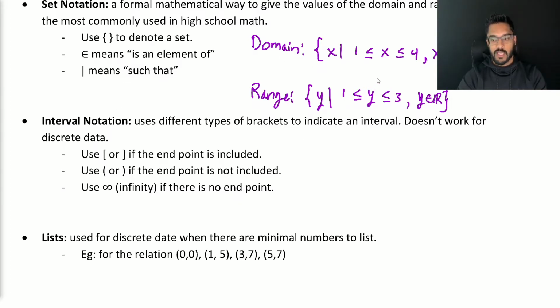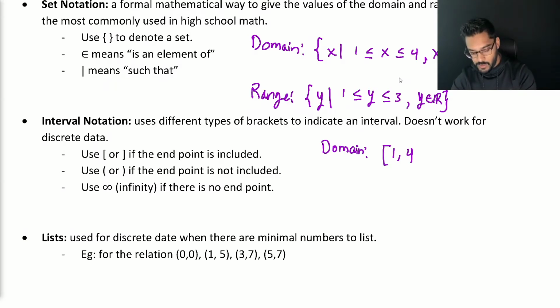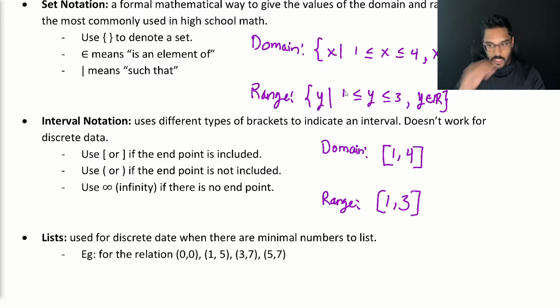Now for our specific example, I have two endpoints of 1 and 4 on the domain side of things, 1 and 3 for the range. So for domain, if it's 1 and 4, we have to decide if we can or we cannot include those endpoints. We said we include them, so that means both of these get square brackets, and that would be your interval for your domain. Okay, for the range, our interval is 1 and 3, and again, we had both those circles shaded in. We had them both being equal to inside of our set notation, so both square brackets again.